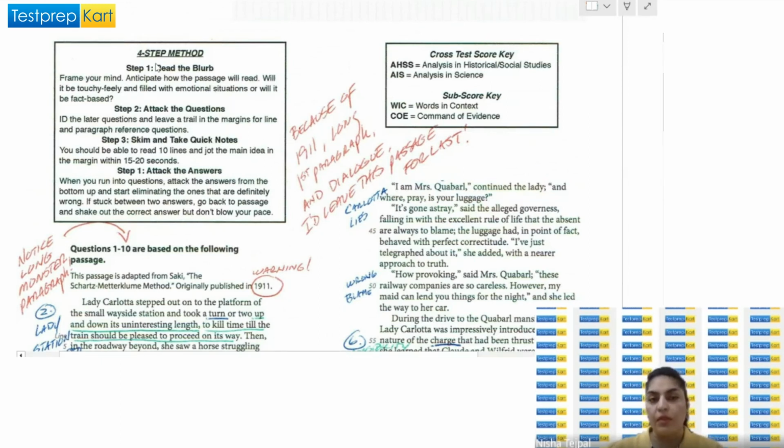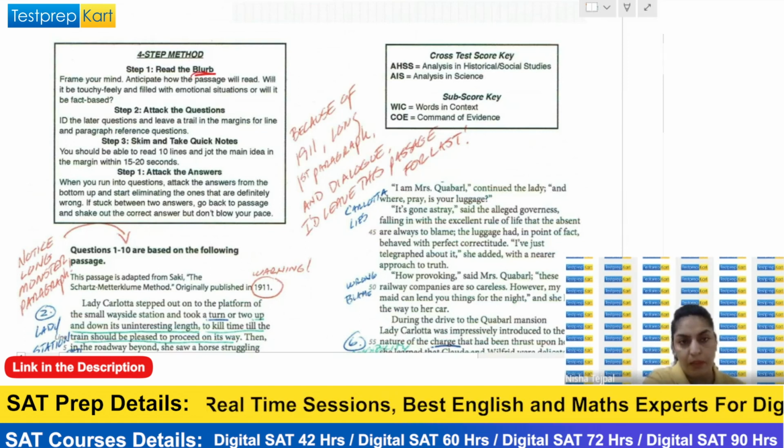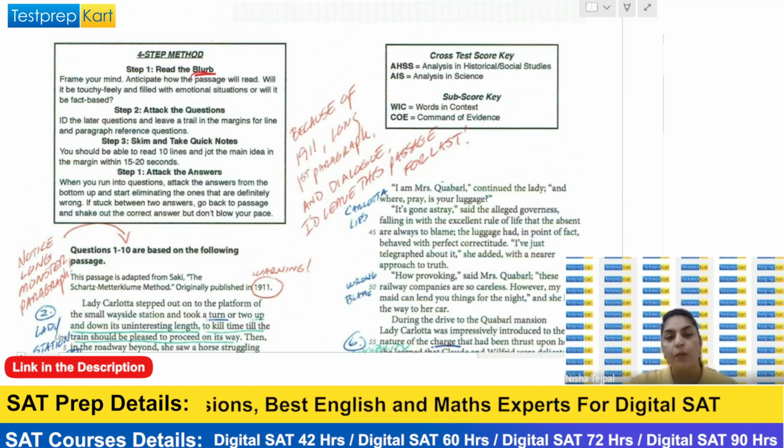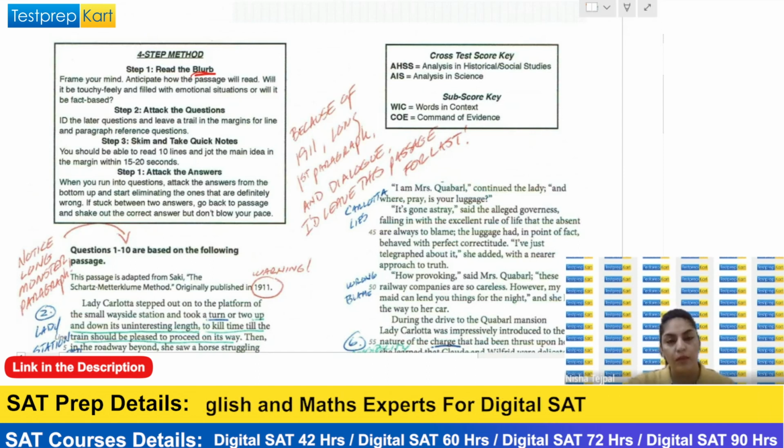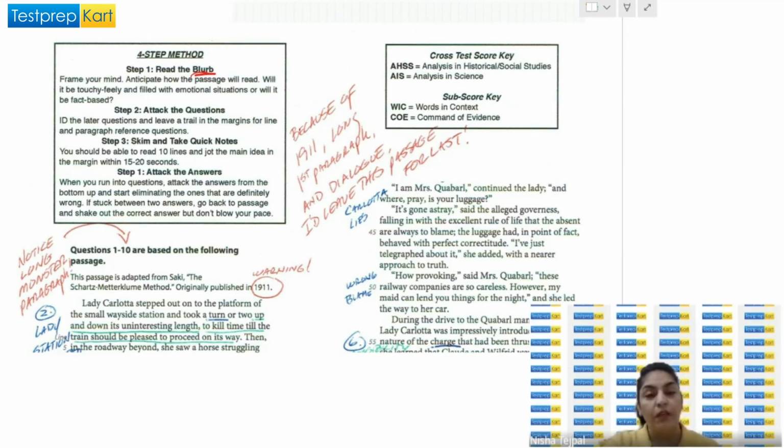It's a four-step method. Step one says you have to read the blurb. A blurb is a short description about a book. It can be about any product or a movie, any review or any short description. So we have to read the given passage first. This is about reading. So step one is reading.